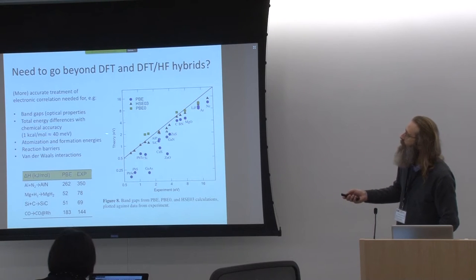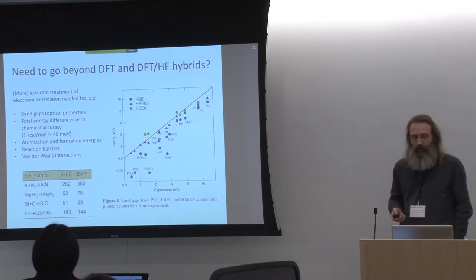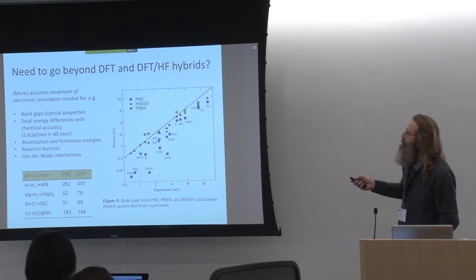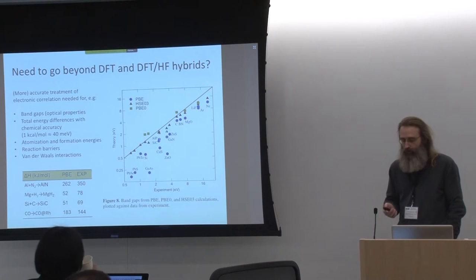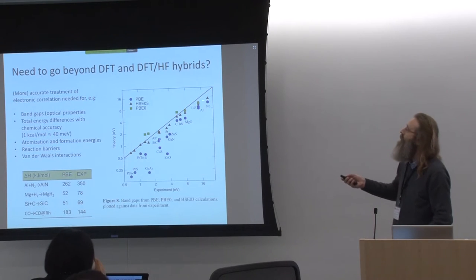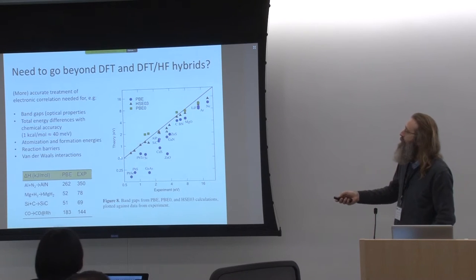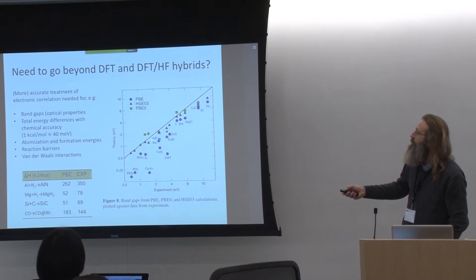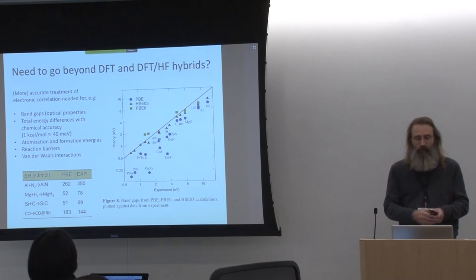So in terms of total energy differences, atomization and formation energies, reaction barriers and things like this, we're definitely still not there. We can't make predictions with sufficient accuracy from these levels of theory. For band structure, here we always look at band gaps, but band structure is more than this, of course. Looking at band gaps, we see that hybrid functional theory does really well for a host of small to medium gap size materials, but for larger gap size materials there are still large deviations with respect to experiment, and there are always difficult cases where even for smaller gap size systems, hybrid functional theory is definitely insufficient.